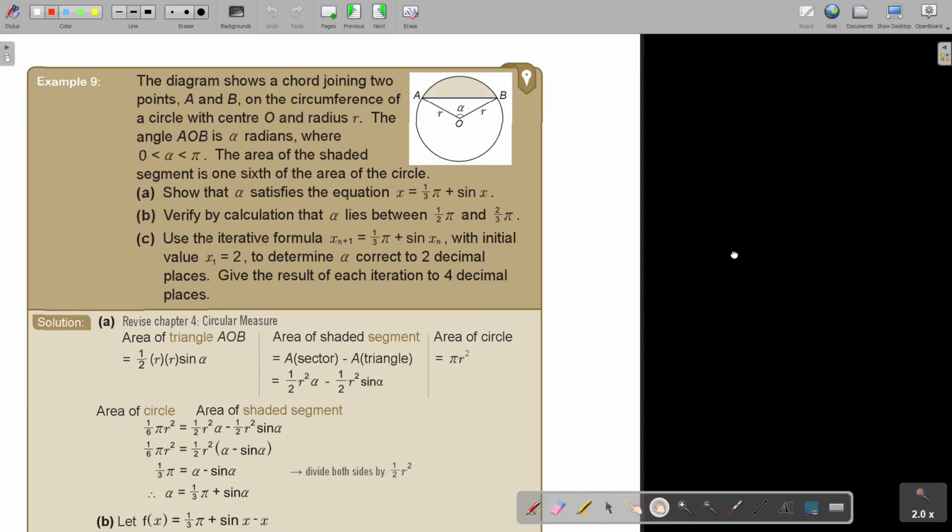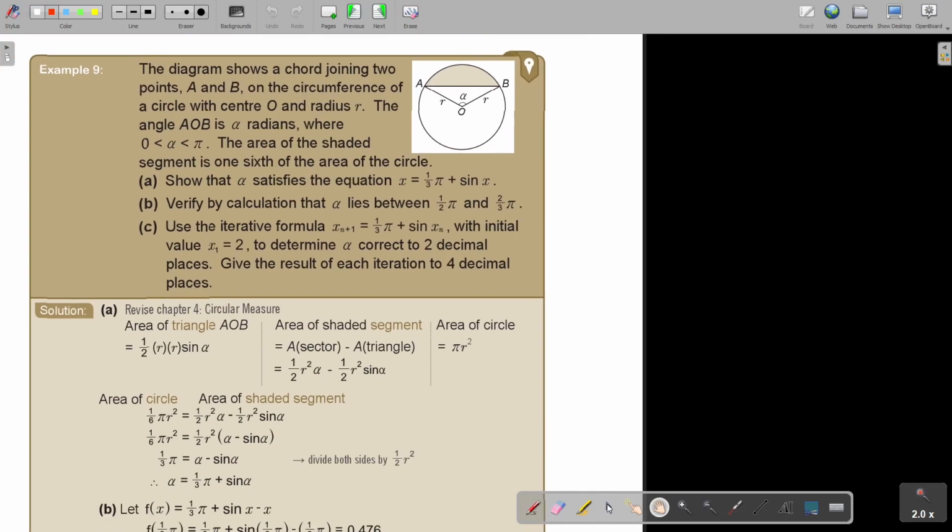How do we use that? And this first one is bringing in chapter 4, where we did this. Okay, so the diagram shows a chord joining 2 points A and B on the circumference of a circle with center O and radius R. The angle AOB is alpha radians, where this angle is between 0 and pi. The area of the shaded segment, and this is very important, is 1/6 of the area of the circle.